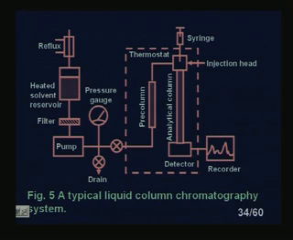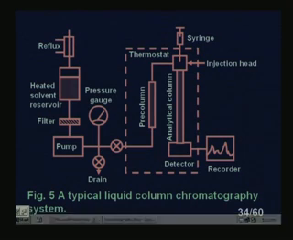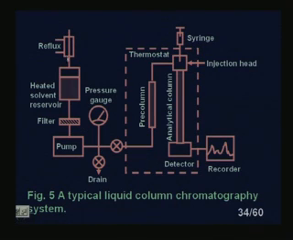You see, this is a typical liquid column chromatography, the entire instrumentation we are showing here. We have a pressure gauge, a filter, a heated solvent reservoir, a pump, and this is a precolumn, and this is the analytical column. We have an injection head here, a syringe, and there is a detector. So, this is the entire instrumentation system. This should be put in a thermostatic bath, so that a constant temperature can be achieved.